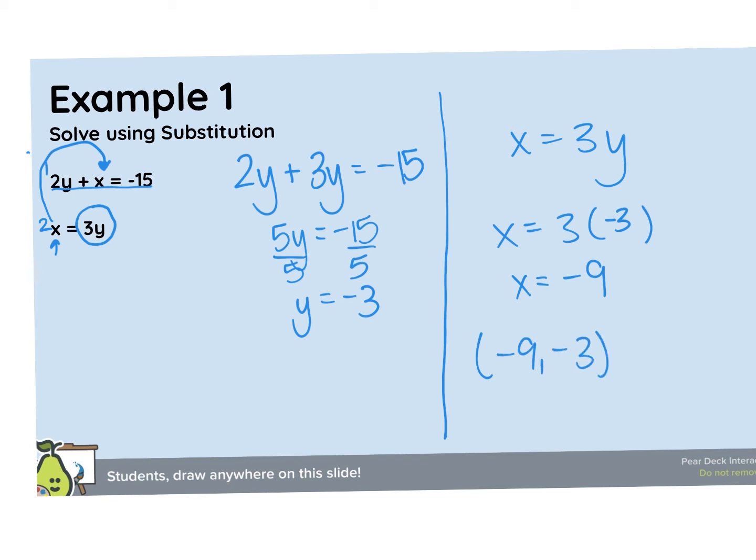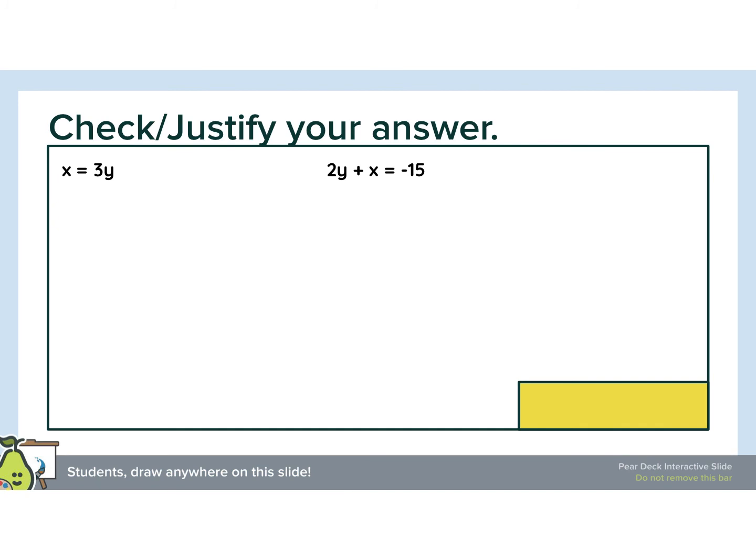Next slide, we'll check it. So we think this is the answer. Remember, this is the x and this is the y. We're going to plug those numbers into these equations and see if we get the same thing on both sides. So x is negative 9 and y is negative 3. So the first equation checks out.